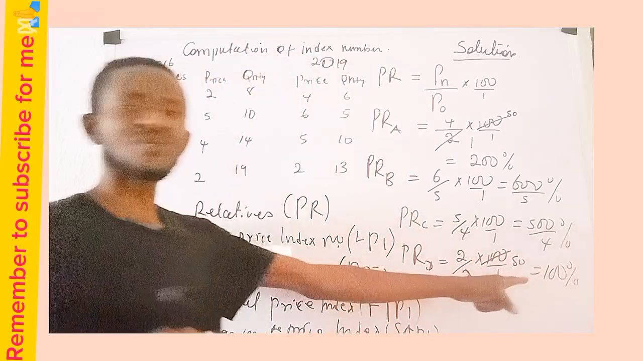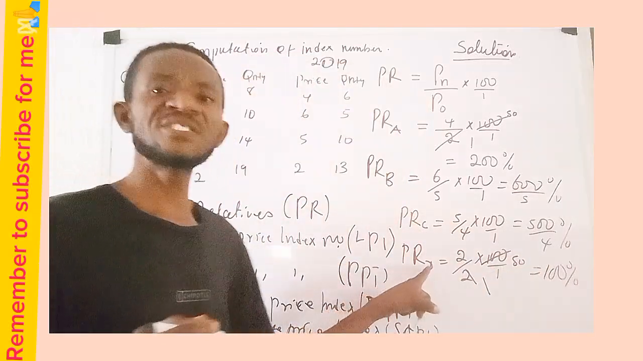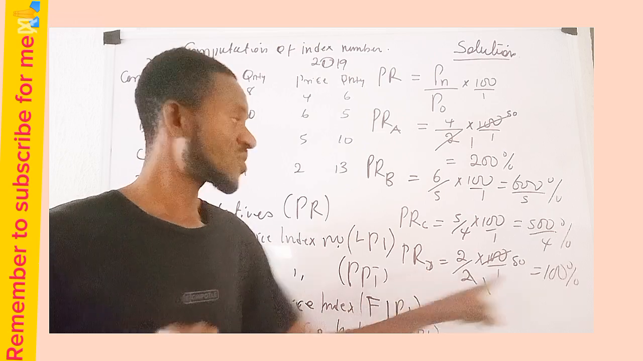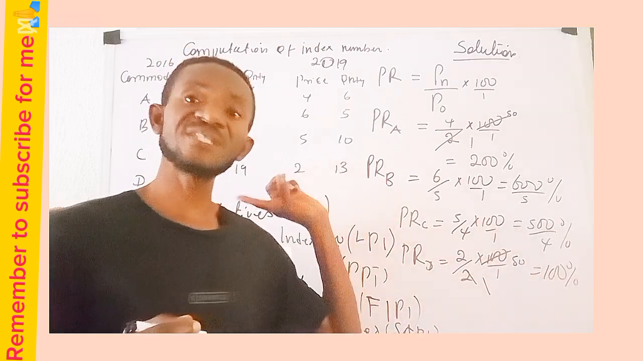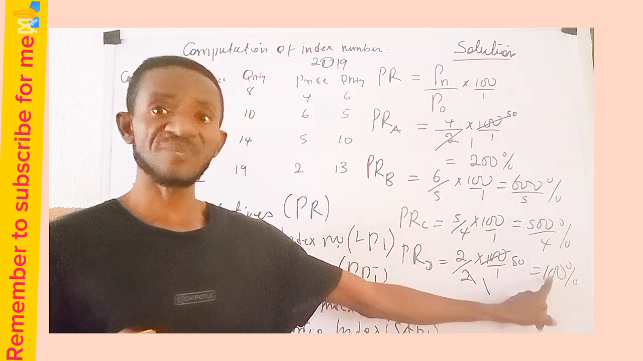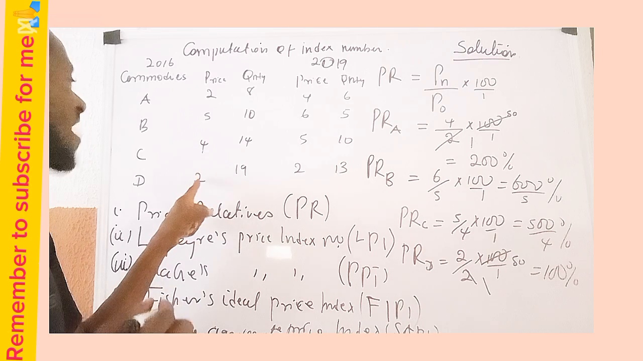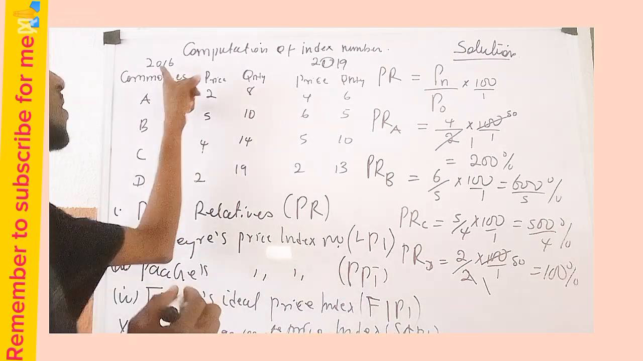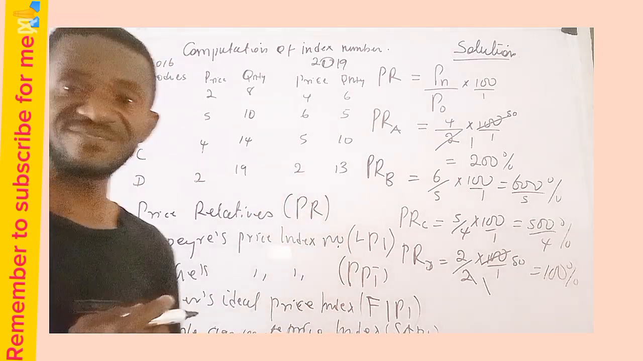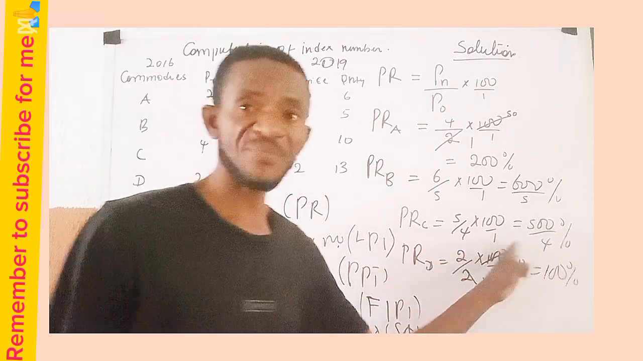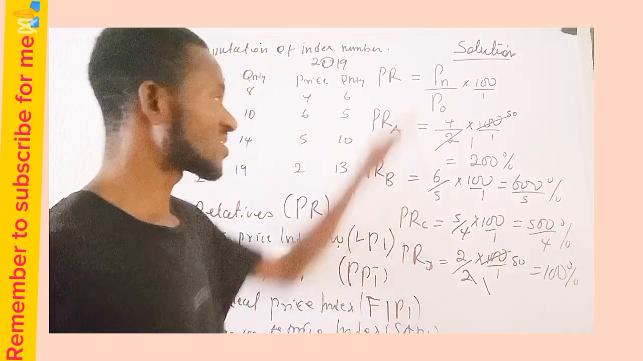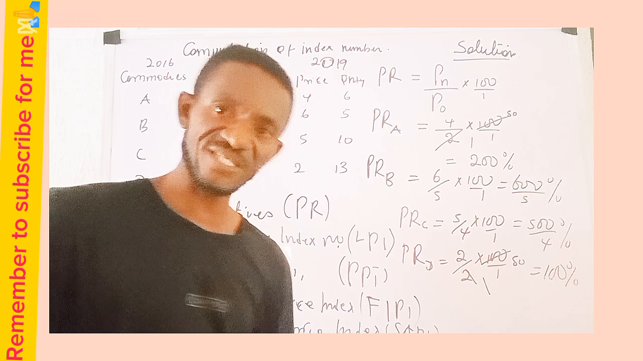You find out that for commodity D, its price did not change, because 100% was assigned to its price in the base year. And after computing the price relative, we still arrived at 100%. If you check here, the price is 2 naira in 2016, and the price still remains 2 naira in 2019. So this is the literal interpretation you can give to some of these things. So this is all about price relatives.